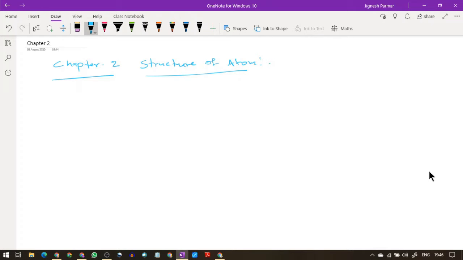In this chapter, we are going to prove that Dalton's atomic theory was wrong. We will study the discovery of electrons, protons and neutrons. Along with that, we will also discuss the atomic structures given by different scientists.